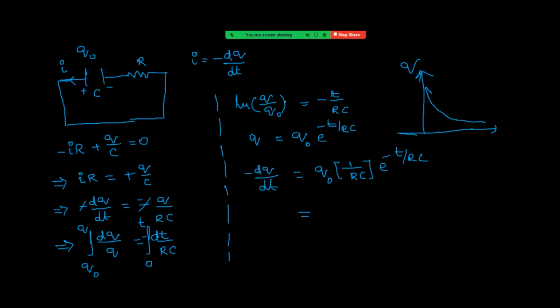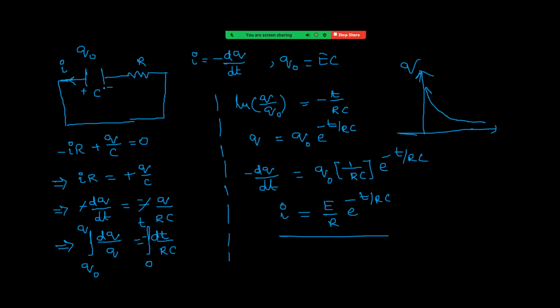In the place of Q naught, see what we have written earlier. Q naught equal to EC, right? So it is now E by R times e power minus t by RC. So again the current is the same, right? I equal to E by R into e power minus t by RC. When we take the t value 0, this becomes 1, so I equal to E by R. And if you take a long time, meaning t value infinity, there is no current.